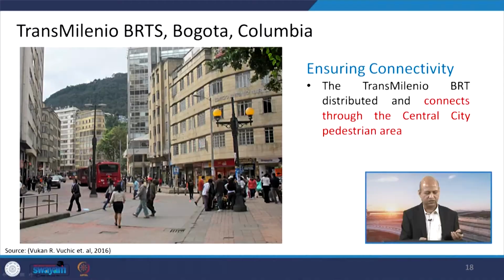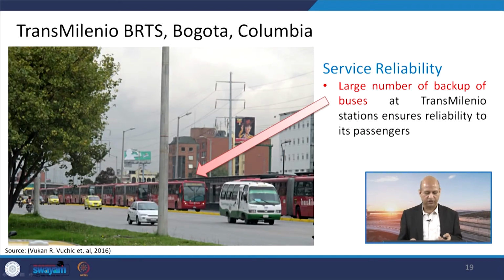Similarly, you can see this is quite a clean site with very few privately owned vehicles, only this public transportation system, and a lot of people are walking around.